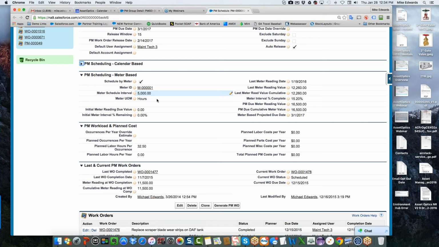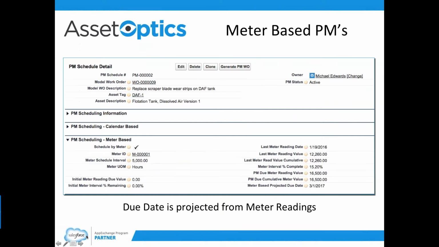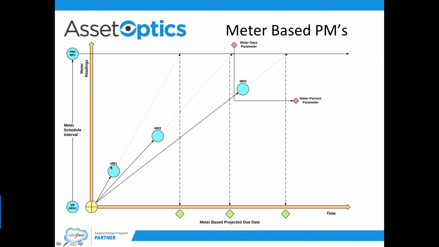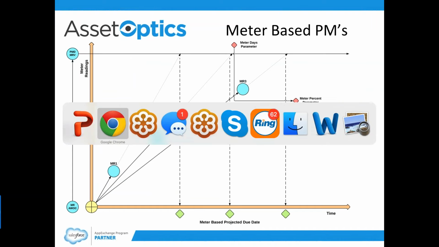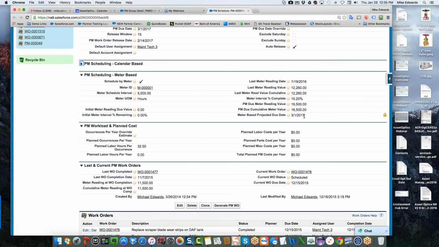Okay, so what the system is doing is it's calculating. So let's look at this meter reading number 1 right here. It's looking at that run rate, and then it's projecting out into the future when it will accumulate those number of hours, and then it calculates what will be the date that happens, and that's what's called the meter-based projected due date. If we look here, this is what this says, the meter-based projected due date.